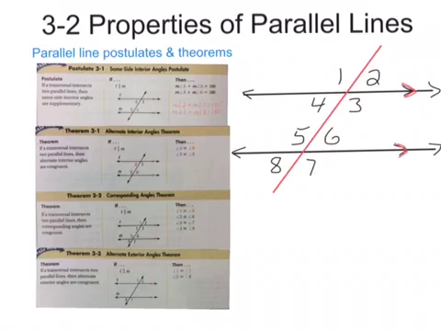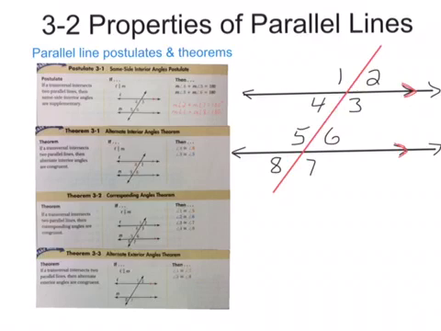And since we just talked about alternate interior angles, I usually like to go to alternate exterior angles. Alternate exterior means opposite sides, but exterior or outside of our parallel lines. So we have angle 1 and 7 will be congruent. We're down here. And angles 8 and 2 will be congruent as well. Those are alternate exterior angles.